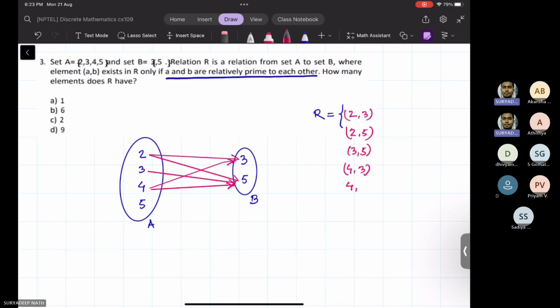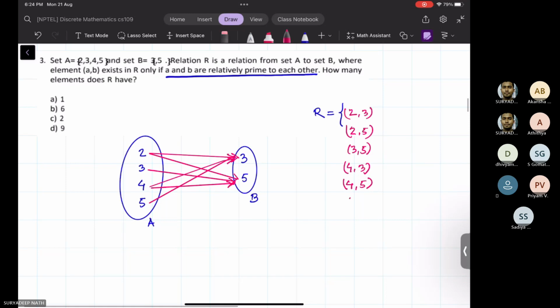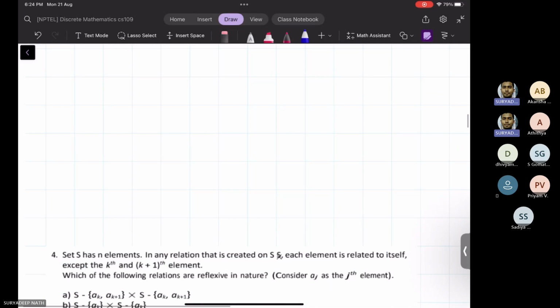4 and 3, 4 and 5. And again 5 and 3 is also co-prime. We have 5 and 3. So this 5 and 5 cannot be co-prime. So now how many elements are there? So we'll see that there are 6 elements. So it's a simple question. How many elements does R have? We have 6 elements. I hope this is clear to everyone. Let us move on to the next question.